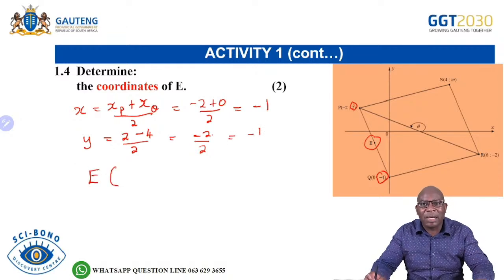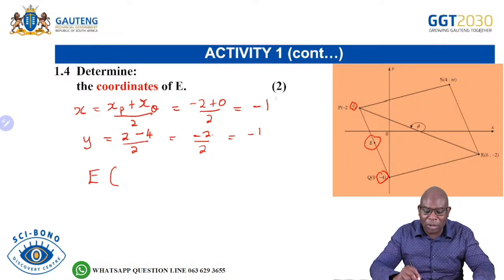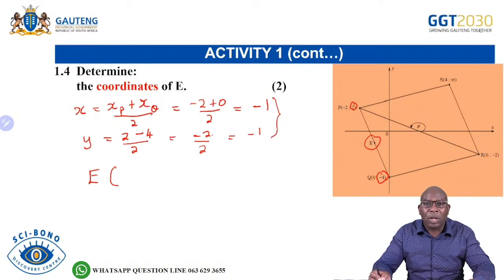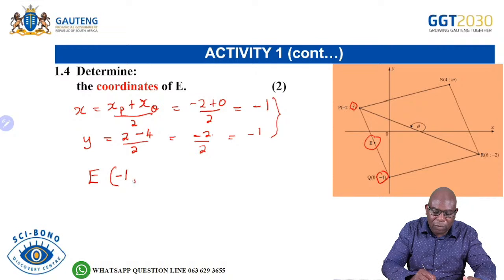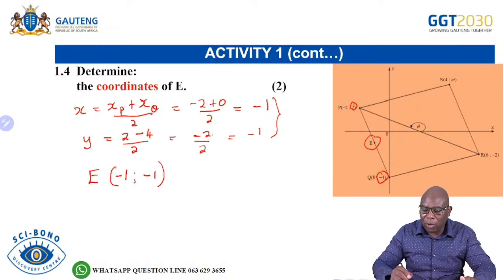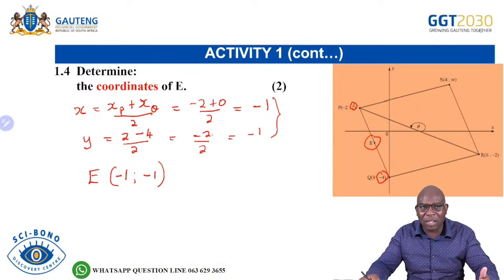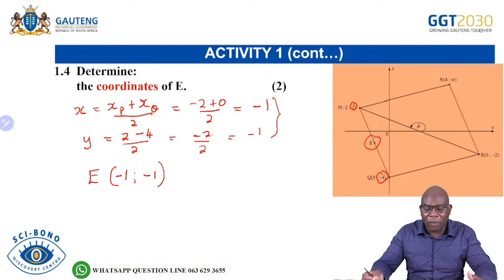Then I write down the coordinates of E. The question says, determine the coordinates of E. I must not leave my answers there, so I must write that as coordinates. So I'll have negative 1 for the x, negative 1 for the y, then I've got E. I go to my sketch and I check. That's how I can check whether I'm right or wrong. That could be a negative 1 here, and that could be a negative 1 there. So then I know I am correct.